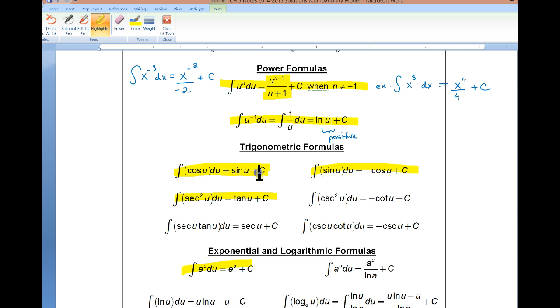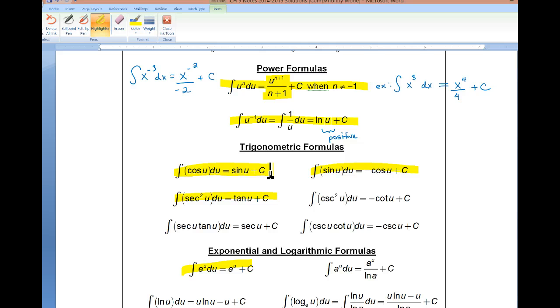All right. Maybe 11.1. The integral of cosine is sine because the derivative of sine is cosine. The antiderivative for sine is negative cosine because the derivative of negative cosine is sine. The antiderivative for secant squared is tangent because the derivative of tangent is secant squared. These are good to know, but I'm not going to put them on your quiz or your test.